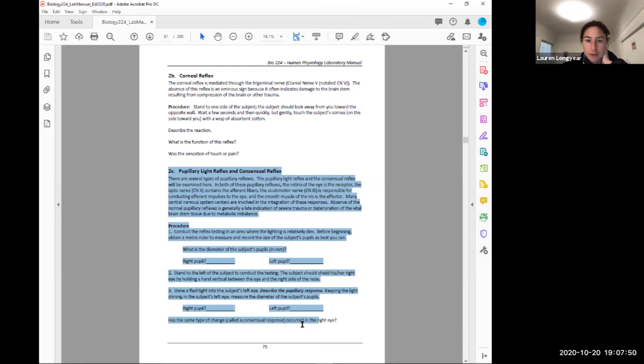It also constricts. We have that consensual reflex. So that's important on this one. Again, we talked about how some reflexes just stay on one side, like the patellar tendon: you whack the right knee and the right knee kicks, you whack the left knee and the left knee kicks. You shine a light in the right eye and both the right and the left eye constrict. So depending on how these reflexes are wired, you can get different kinds of responses.